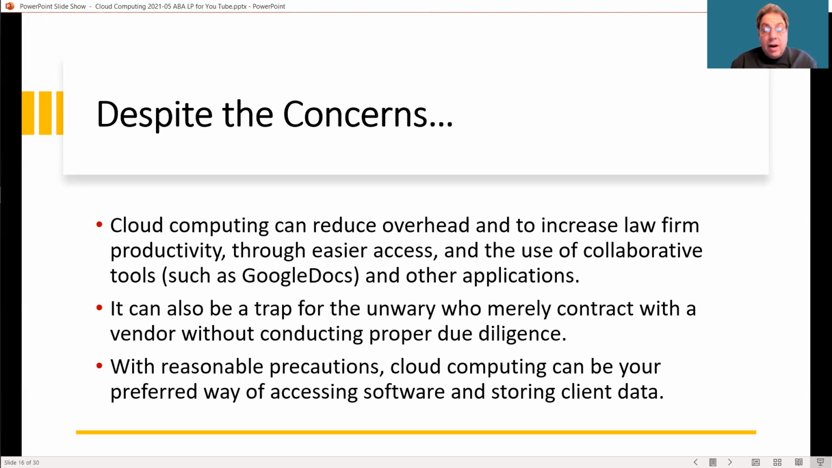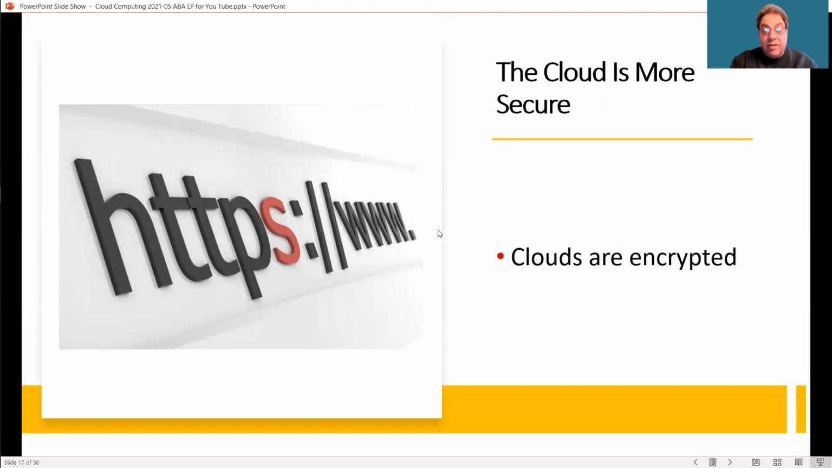You have to price it to see, but it can also increase your productivity because of collaborative tools like Google Docs. We learned just how valuable cloud computing and access in a collaborative way can be during the pandemic, because most of us could not go to our physical offices for quite some time. And as a result, if the data weren't either stored in the cloud or some accessible location, there were problems. You can't just contract with any vendor. You have to make certain that their policies are appropriate. But with reasonable precautions, cloud computing can and may be your preferred way of accessing software and storing client and firm data. One of the reasons is clouds are encrypted.